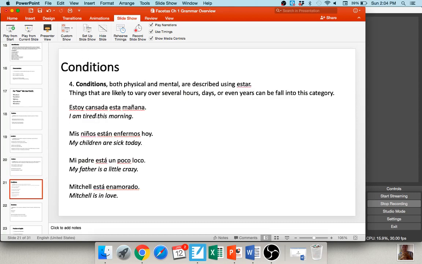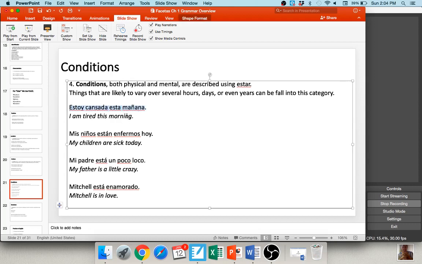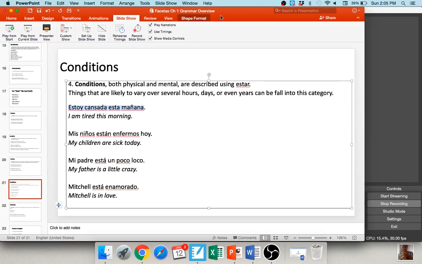Okay, also for conditions, you're going to use estar. So when you're talking about both physical and mental conditions. For example, estoy cansado esta mañana, or estoy cansada. I'm tired this morning. Well, that's a temporary condition. I may not be always tired unless you're a student, in which case you're probably always tired. But as of right now, that's a condition, something that changes. So I'm tired, estoy cansado, or estoy cansada.